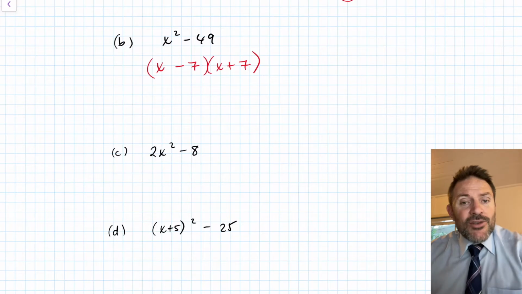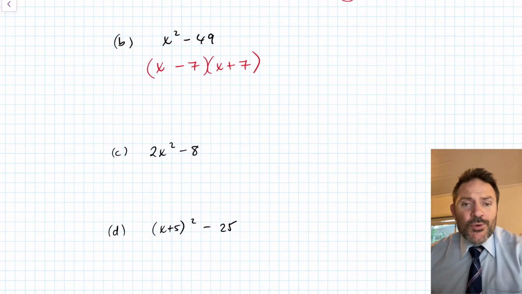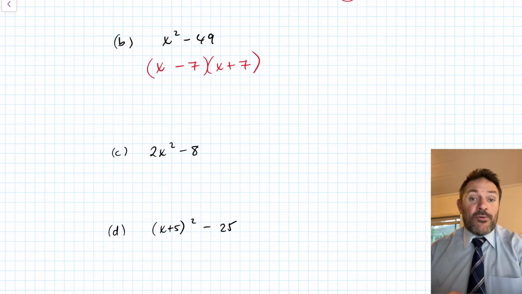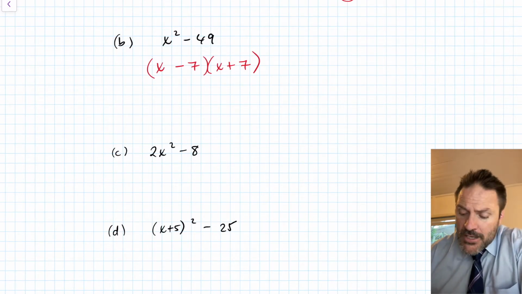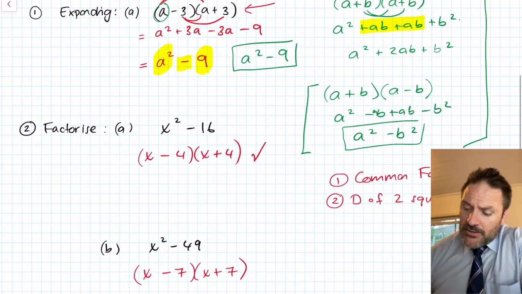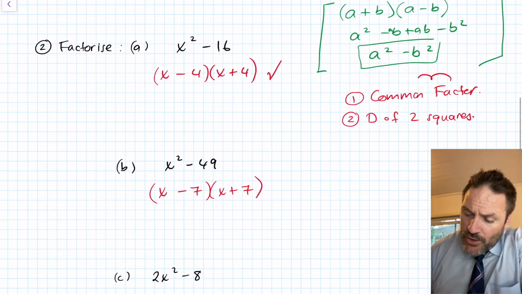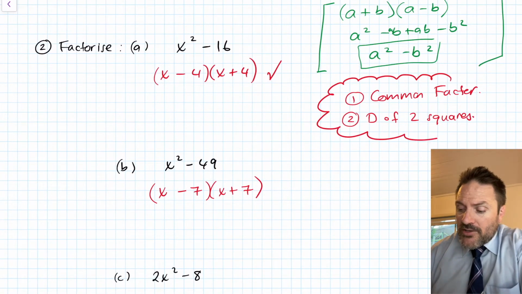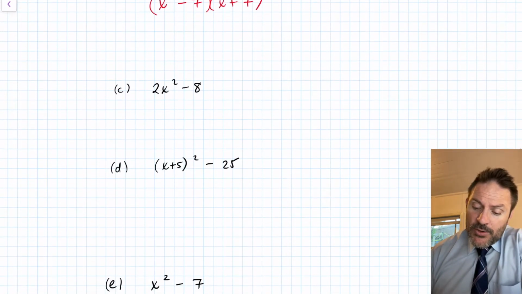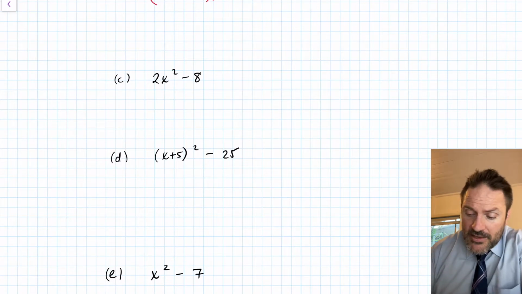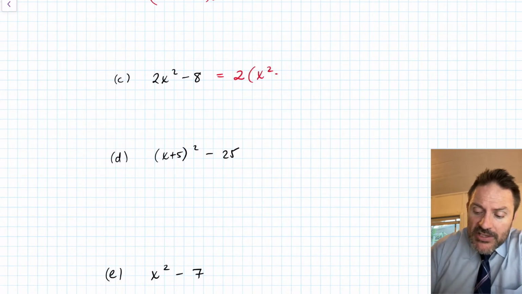Now in C, you'll recognize that if I square root 2x squared, I can't really do that, or not nicely anyway, because 2 is not a perfect square number. But if I come back to that little rule up here, number 1 and 2, always look for a common factor first, always. If I look at question C, there is a common factor. That common factor, of course, is 2. If I factorize that out, I get x squared minus 4.